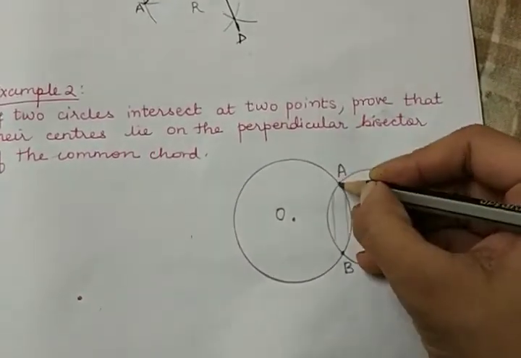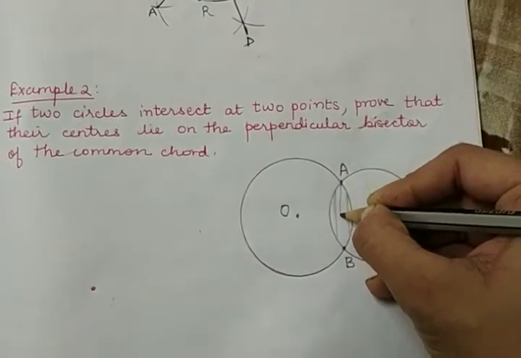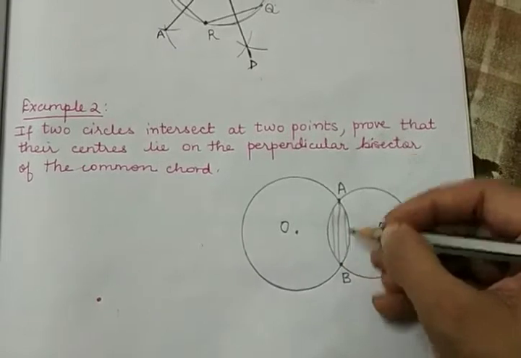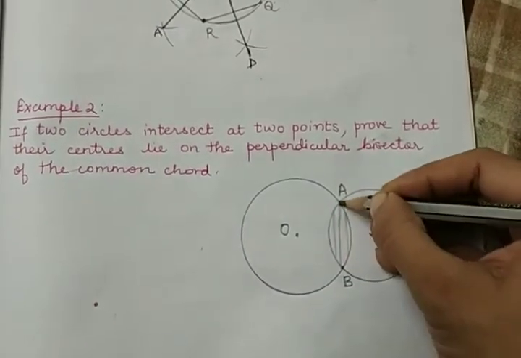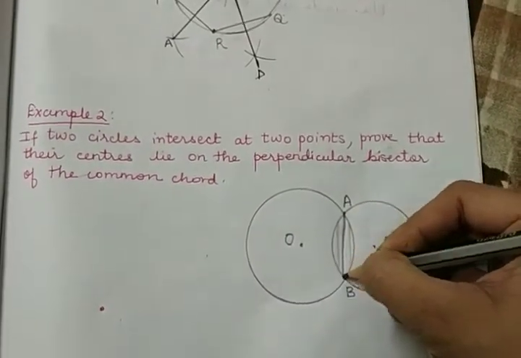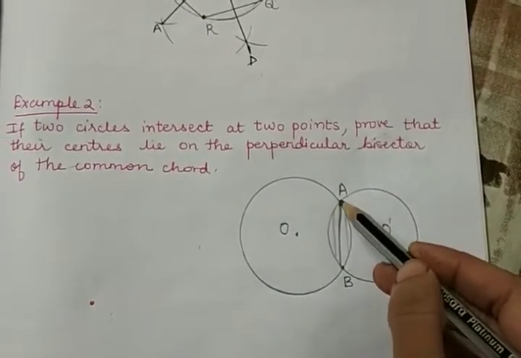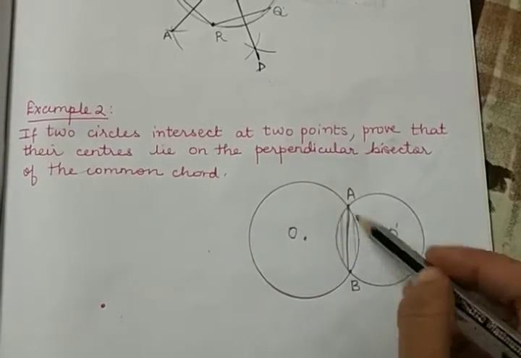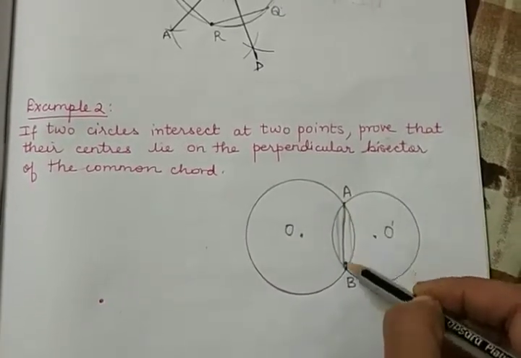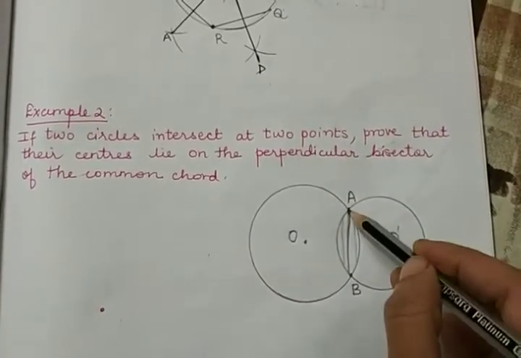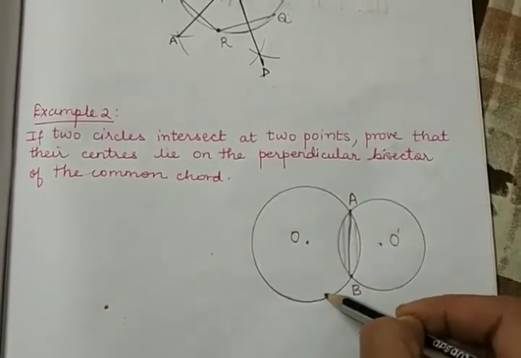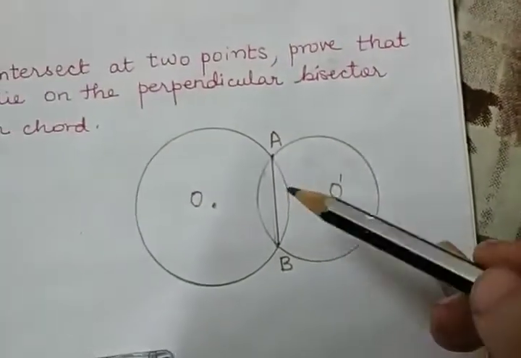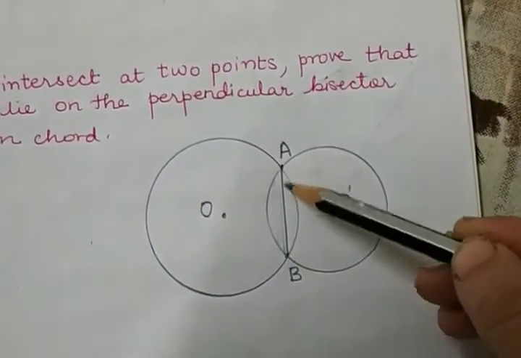So if I take a chord like this, at the intersection of these two circles, does this chord lie on this circle? Yes, because these 2 points lie on both the circles. So this chord will lie on this circle as well as the bigger circle. So this is your common chord. Therefore the common chord of the circles is AB.